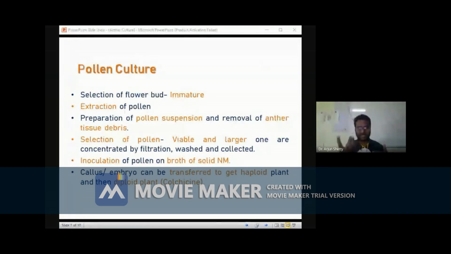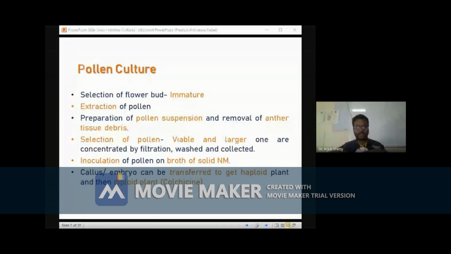Those embryos again have to cross all three stages. To form a complete plant from an embryo, it has to cross the globular, heart, and torpedo stages. Once the callus has formed the embryo, that embryo has to be transferred again to a freshly prepared nutrient medium, usually containing plant growth regulators rich in cytokinins and a low concentration of auxins, and that can produce the haploid plants.